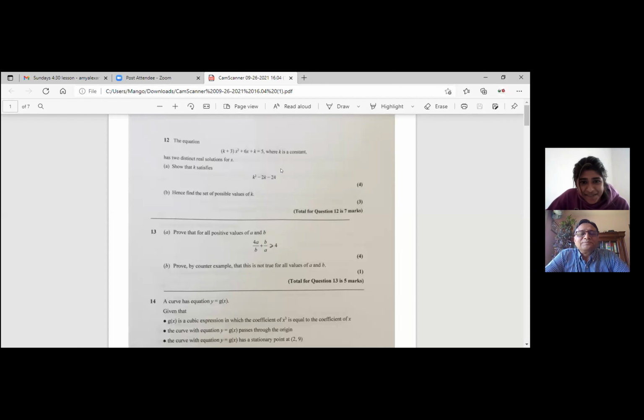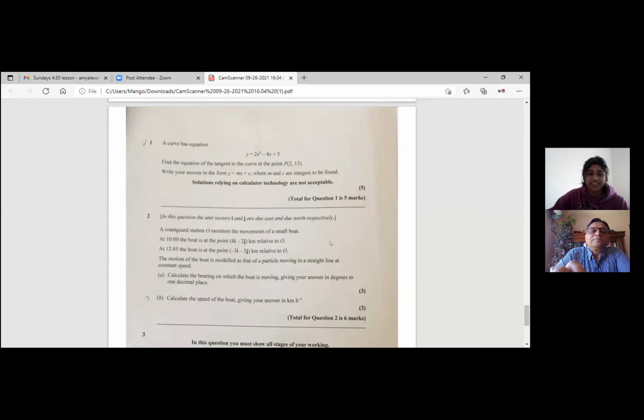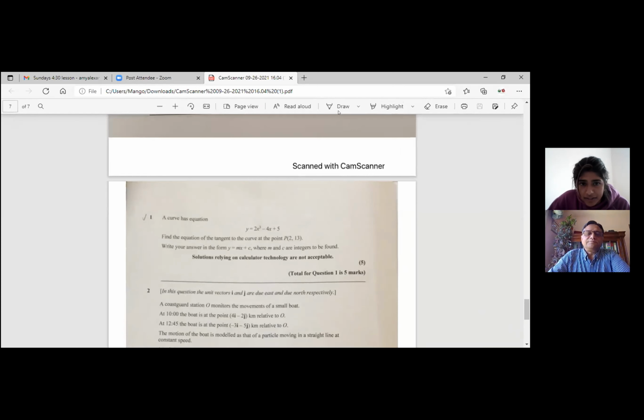Okay, it's sharing. It's kind of backwards, so I need to go all the way down here and go from question one onwards. Okay, that's fine. I think question one was fine. It was question two.